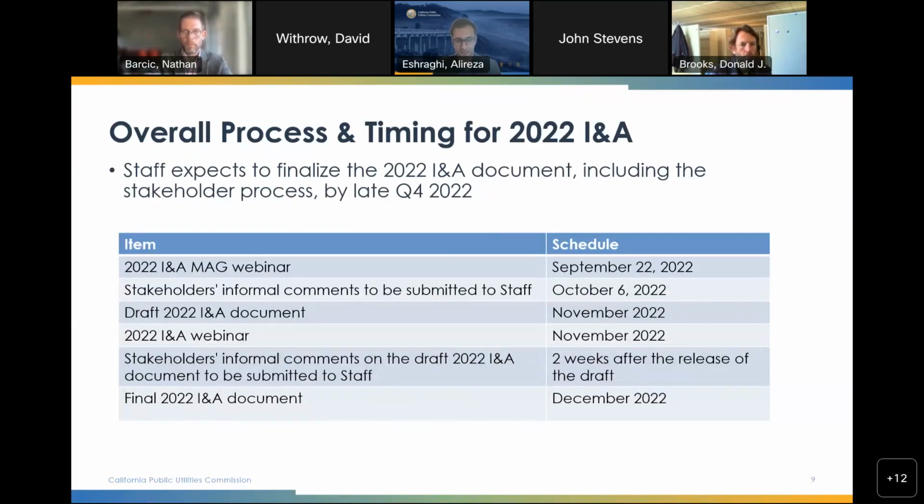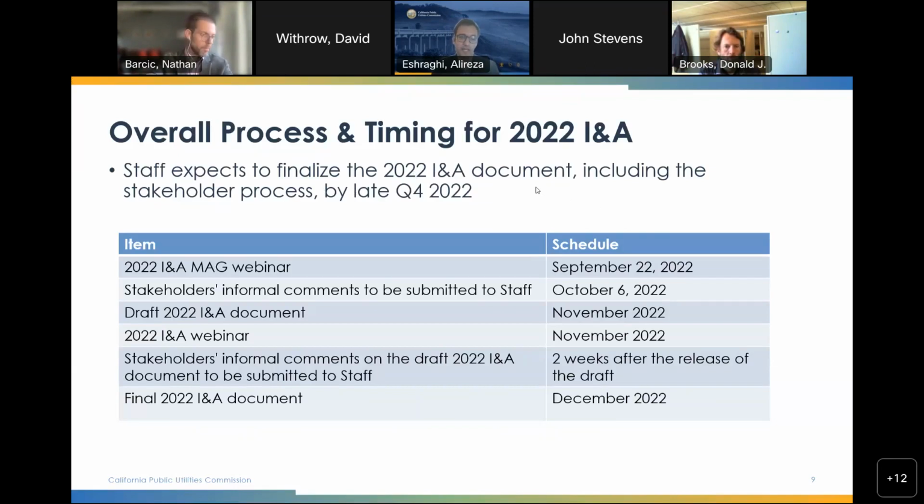But this is not the start of the work. We've been working on this behind the scenes for several months now, and we are excited to have this opportunity to present what we have prepared so far and engage with the stakeholders and seek your feedback. As Nathan pointed out, in this webinar, we cover some specific IRP inputs and assumptions document topics, and invite stakeholders' informal comments to be submitted to staff by October 6. We incorporate your inputs into the draft INA document to be released in November.